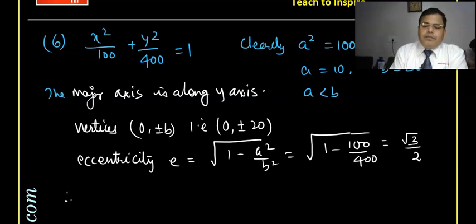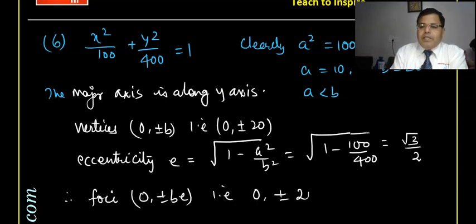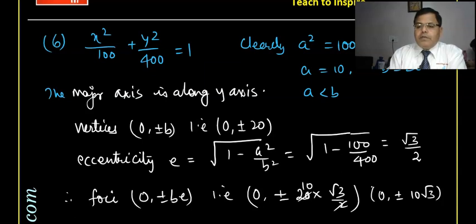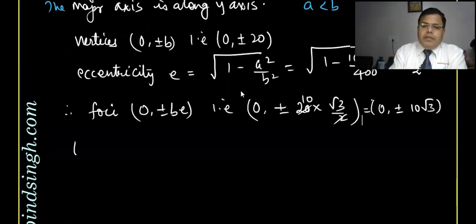Okay. Now therefore, here foci is 0 comma plus minus be, that is 0, and plus minus b is 20 and e is root 3 by 2. So that can cancel 10 times, and that is equal to 0 and plus minus 10 root 3. This is foci.